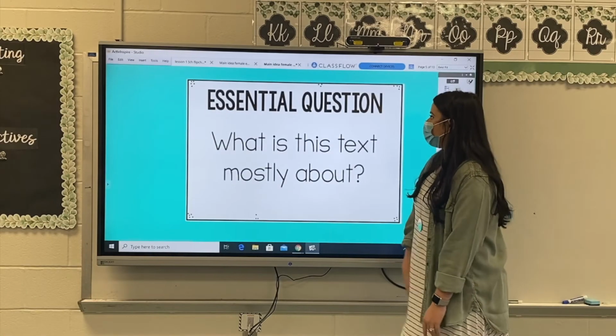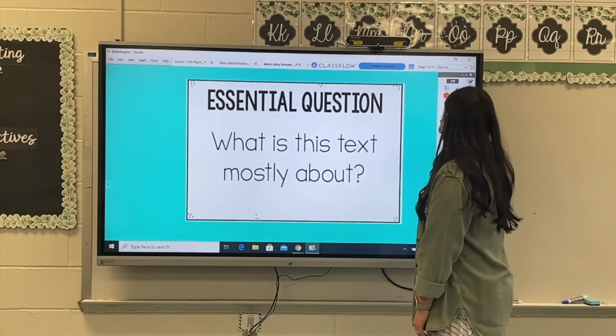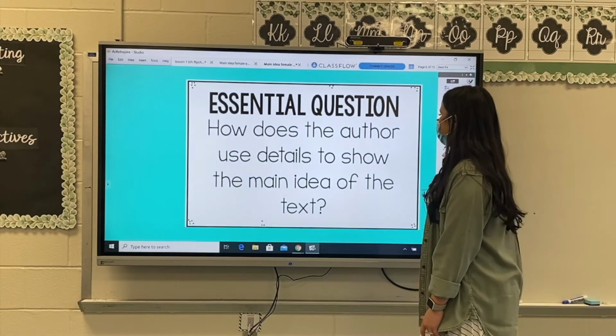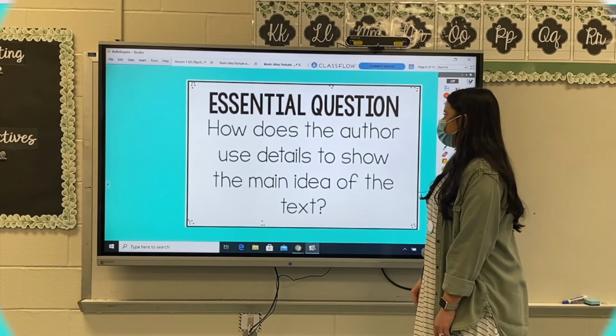So this is one of our essential questions for this week. What is this text mostly about? And how does the author use details to show the main idea of the text?